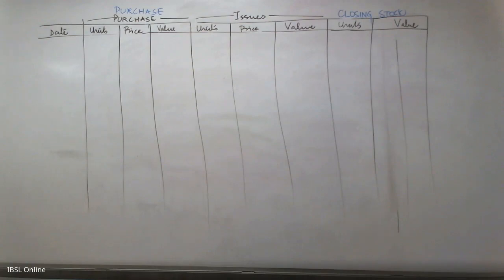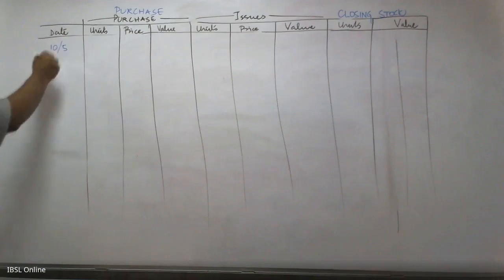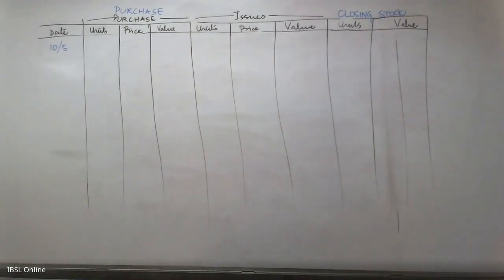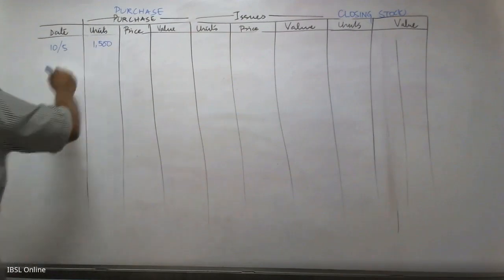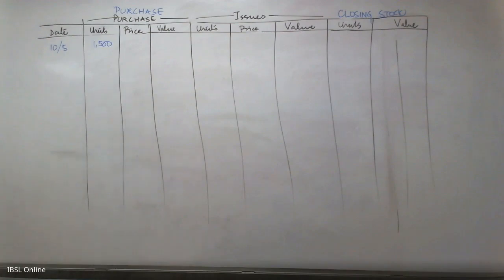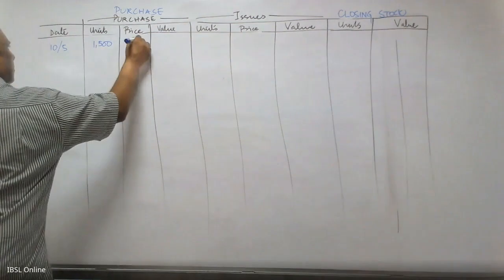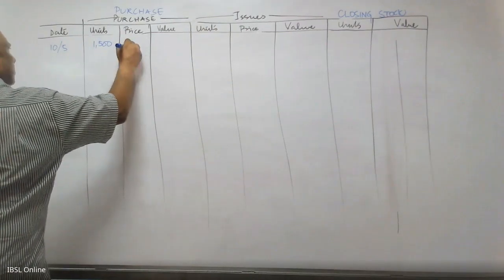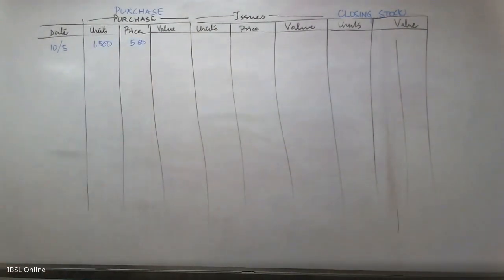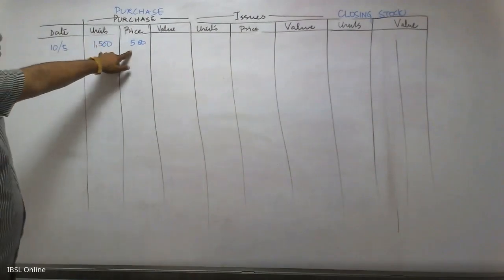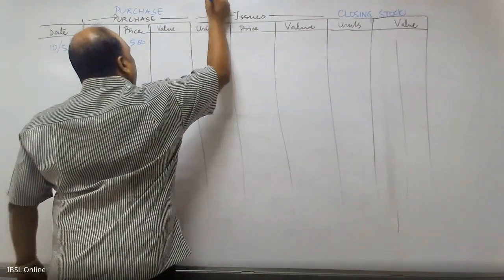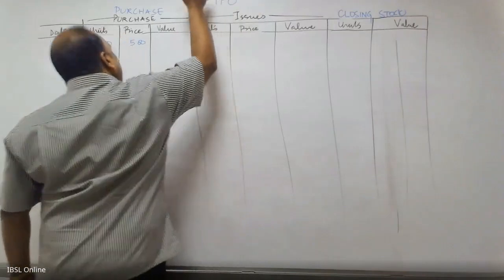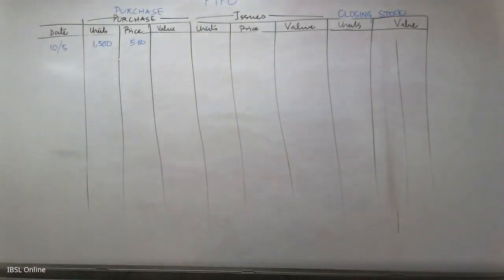Right. Now we are going to look at transactions one by one. On 10th of May, you have received 1,500 units at the rate of 5 rupees each. So what has happened? 1,500 units at 5 rupees. By the way, I forgot to tell you, we are trying to do this under the FIFO method. We are using the FIFO method now.